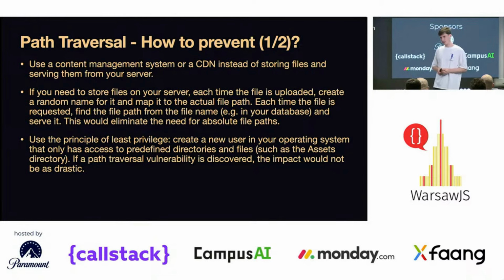This way, you would prevent any path traversal vulnerability on your site and make a so-called whitelist of files that are allowed to be read from your server. But if you absolutely have to work with paths that users provide to your API, you should use the principle of least privilege, which is basically when you create a new user on your server that only has access to this specific public or assets folder. And if there is a path traversal on your site and someone tries to read files outside of this folder, they would not be able to, because the user that runs your server only has access to this specific assets folder.